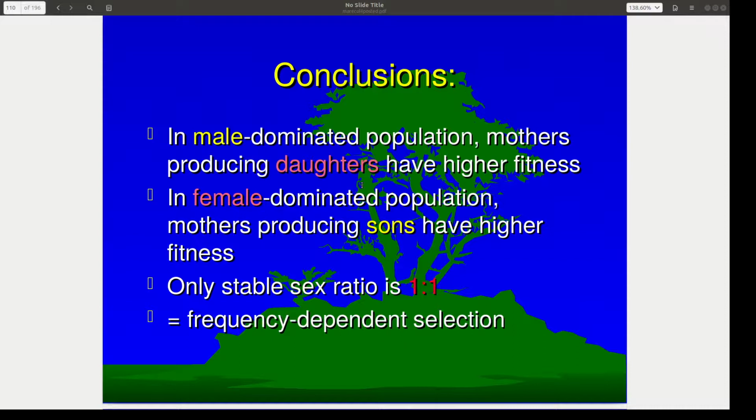In frequency-dependent selection, the fitness of a type of individual depends on how common it is, its frequency in the population. So in this case, the rare sex is favored by natural selection because of competition within sexes for mating opportunities. This results in a stable equilibrium in which both sexes coexist in equal numbers. Any deviation from this equilibrium is always going to favor the rarer sex, and so if there's a selective response, it will push the population back towards the equilibrium of 1-to-1.